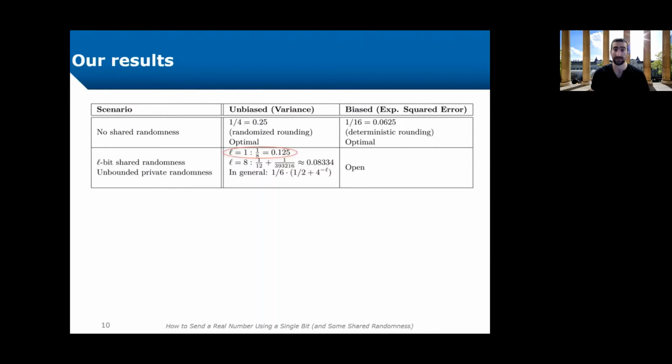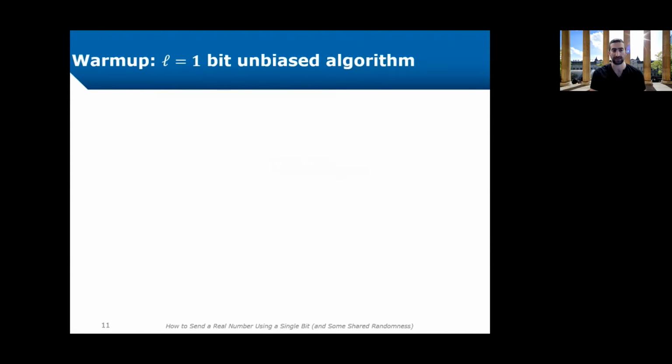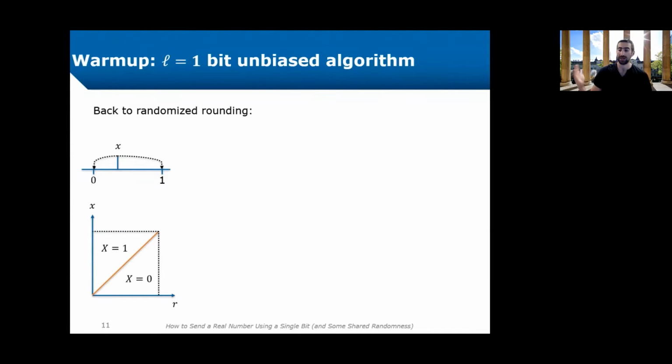shared random bit. Before we do that, let's step back and look again at randomized rounding. In randomized rounding, we round things to either 0 or 1. One way to implement randomized rounding is that Alice can draw a uniform 0/1 random variable R using private randomness, and send the message 1 if X is larger than R. And this gives the variance figure that we saw.